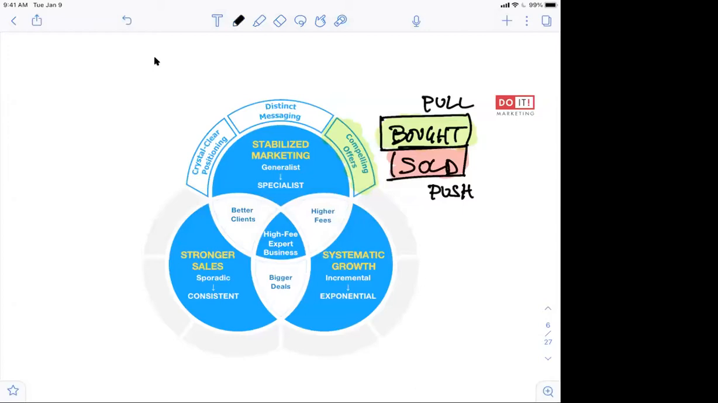Here's the scoop. The more that your services and programs are in demand, the easier it is to sell in spite of yourself. Let me repeat that, because that's kind of a profound statement. You might not have a leads problem. You might not even have a sales problem. You might have an offer problem. So the more your services and programs are in demand, the easier it is to sell in spite of yourself.